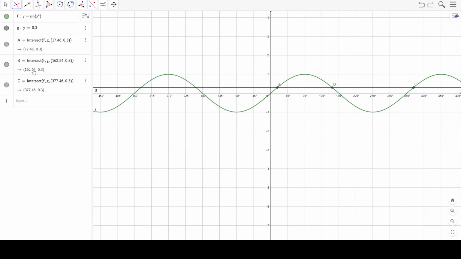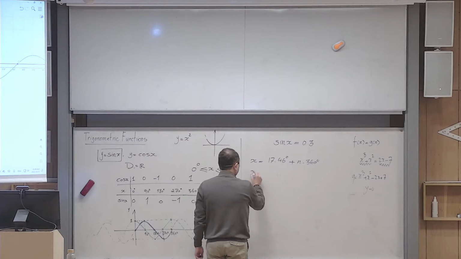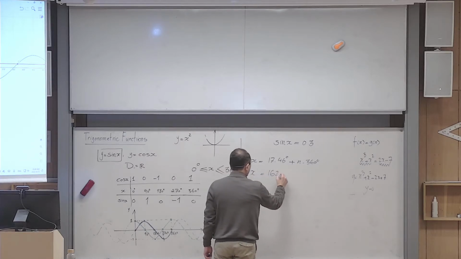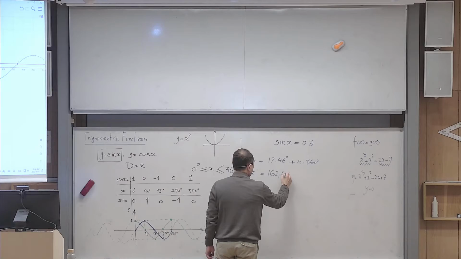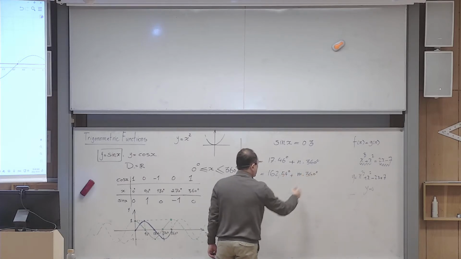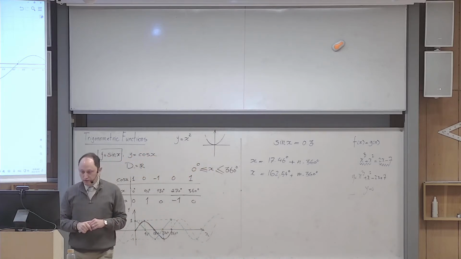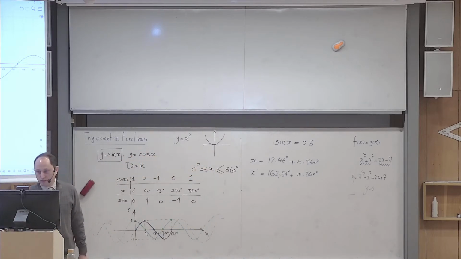Okay, so we can write the other scenario, x equals to 162.54 degrees plus m times 360 degrees. So sometimes GeoGebra also helps you. If you have a graphical tool in your hand, you should be able to solve that problem. Any questions? So they are very simple actually.